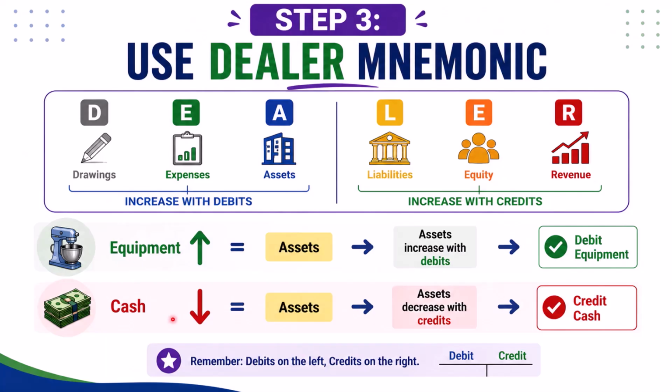In step 2, we said that cash is an asset. The dealer mnemonic tells us that assets increase with debits, but in this case, cash decreased. Since a decrease in an asset requires a credit, we need to credit cash. And there you have it. We record this transaction in the company's books with a debit to equipment and a credit to cash.